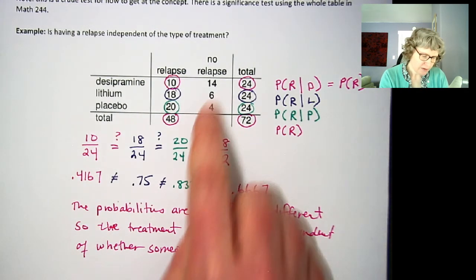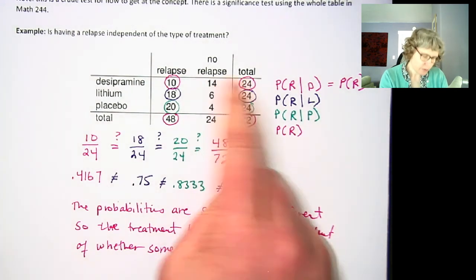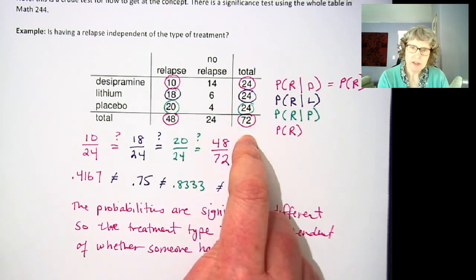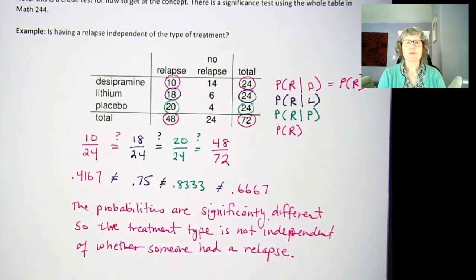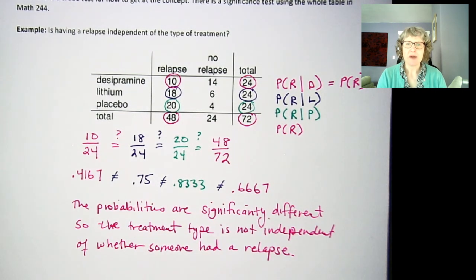You could have also done the no relapse column, and then it would have been 14 over 24, 6 over 24, 4 out of 24, 24 out of 72. So there are multiple ways to do it. Again, it's still kind of a crude test because we're not using the entire table, but it gives us a good idea what independence means and how we might test for that.